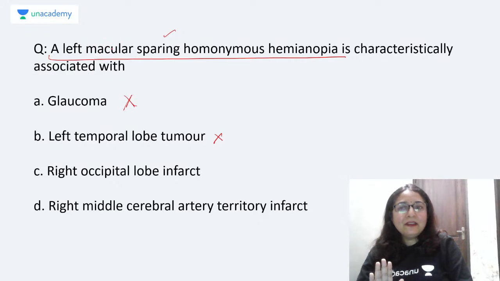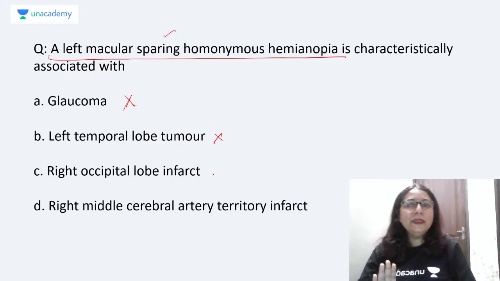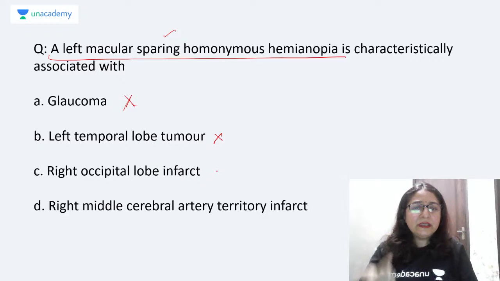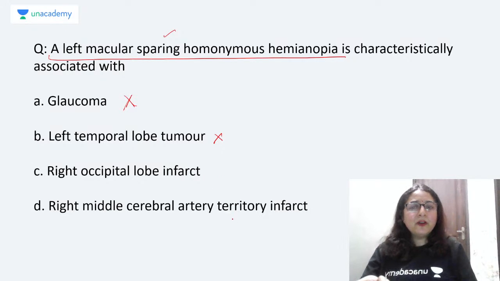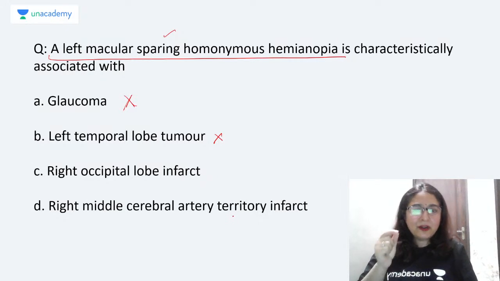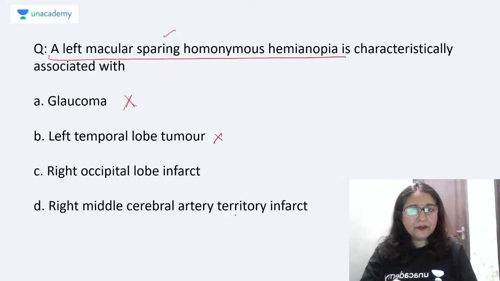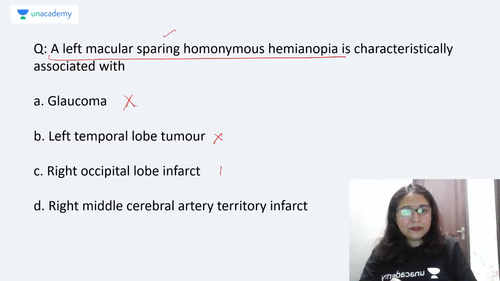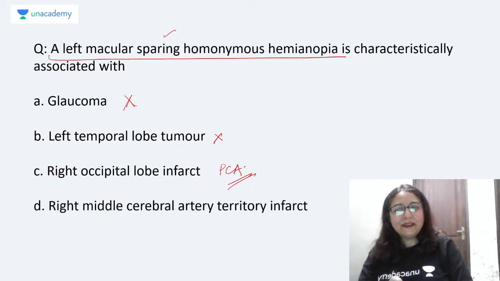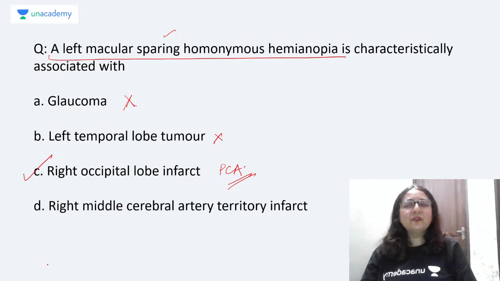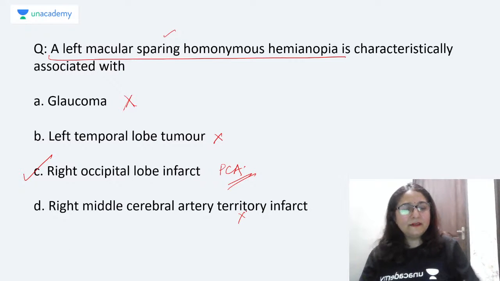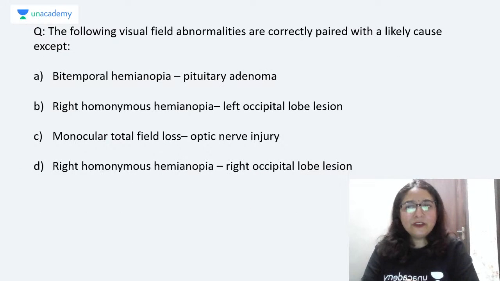But if it is macular sparing, it has to be mostly due to a posterior cerebral artery infarct, because if the middle cerebral artery is involved, that will rather involve the macular fibers also. So a right-sided PCA infarction will lead to a left macular sparing homonymous hemianopia. So the right answer to this question is choice C. Okay, the last question of the session.